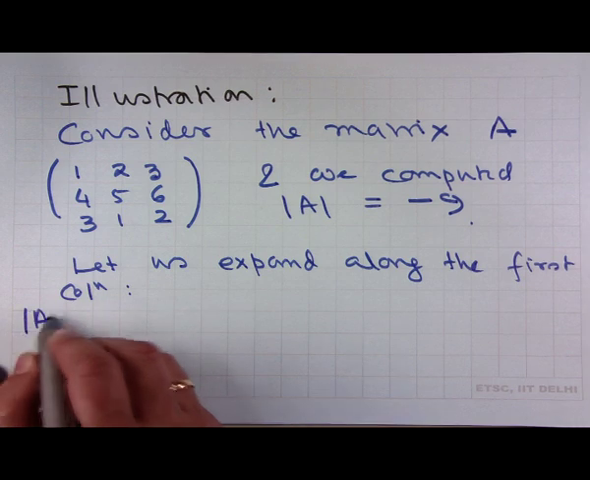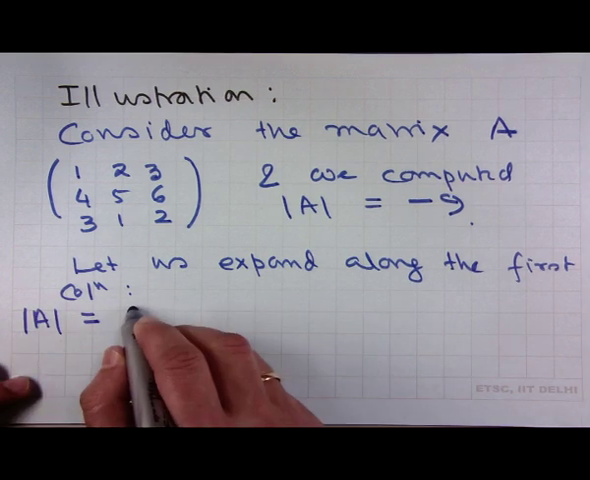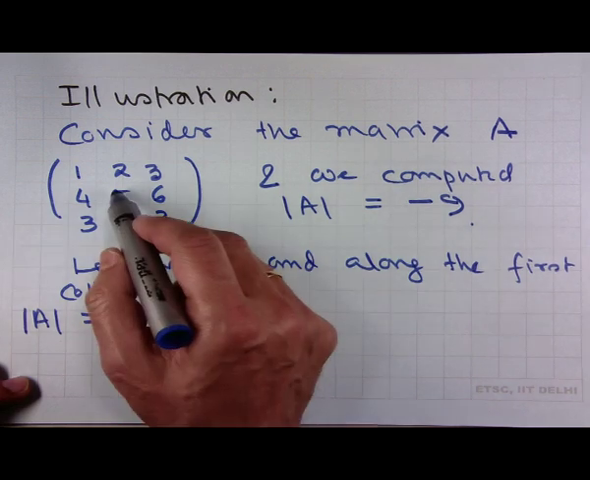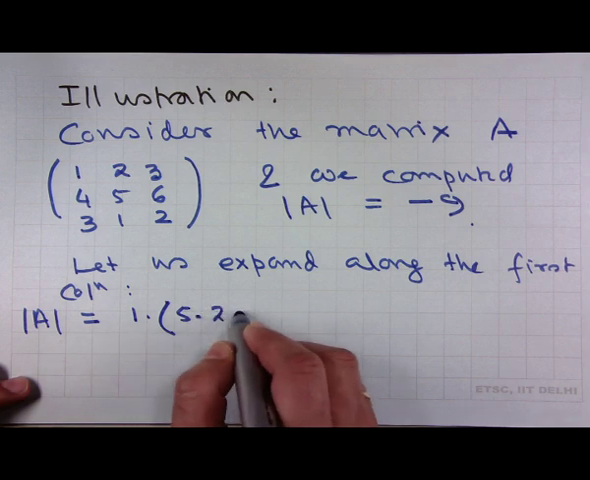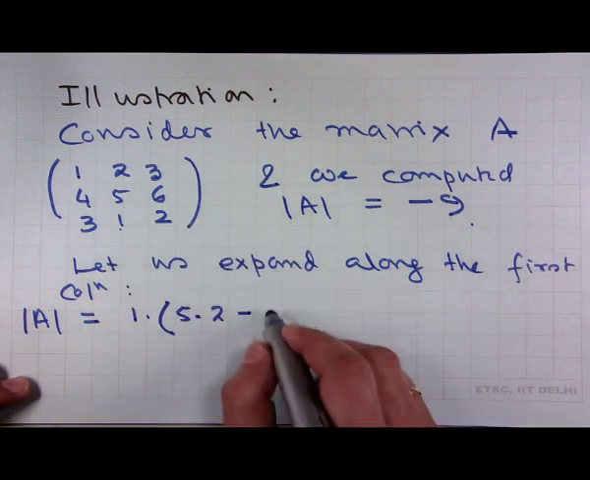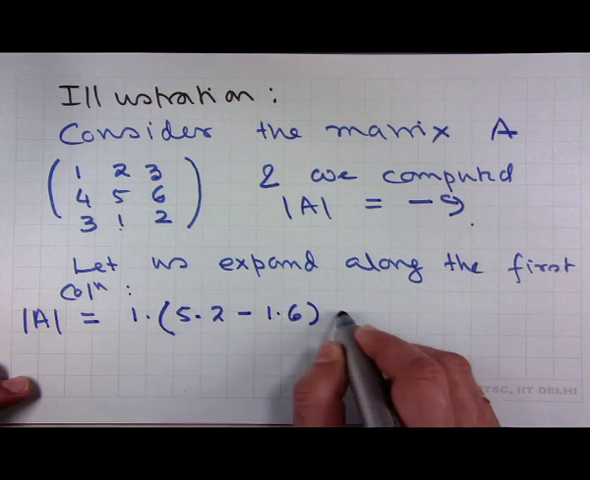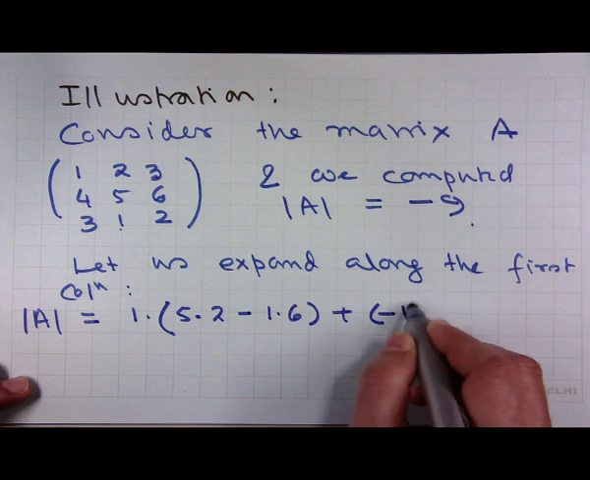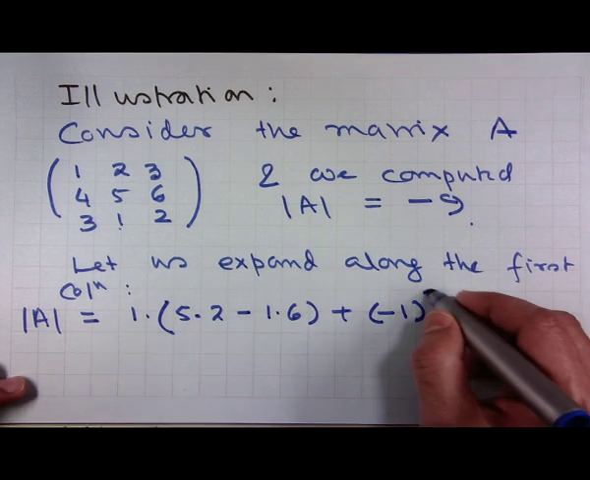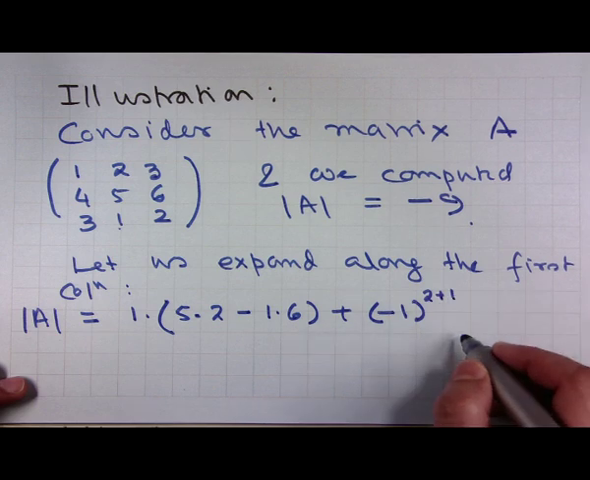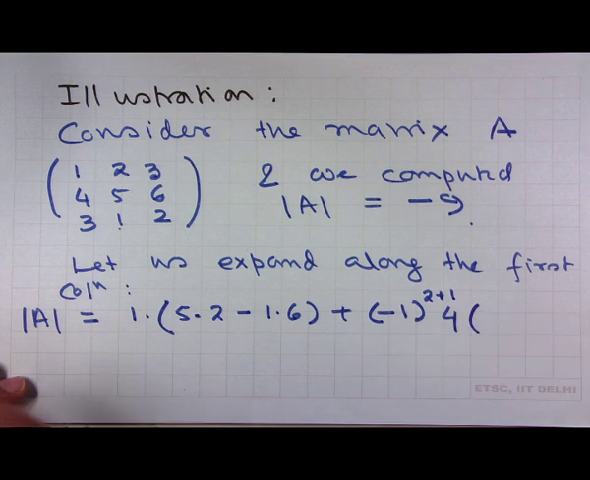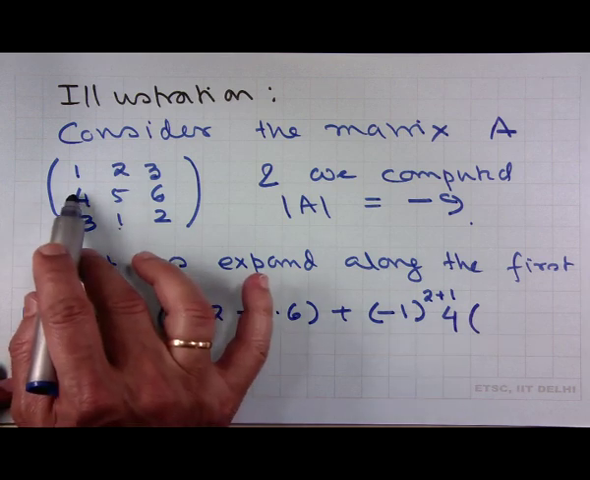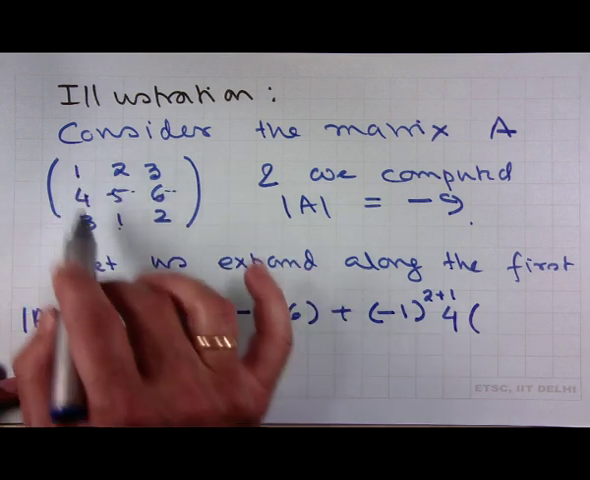Therefore, determinant of A is equal to 1 multiplied by 5 into 2 minus 1 into 6, plus minus 1 to the power 2 and 1, multiplied by the element 4 multiplied by the determinant of the submatrix obtained by deleting second row and first column.